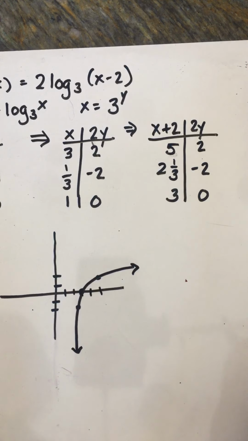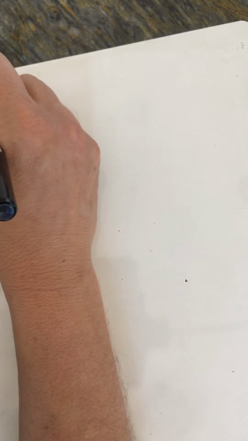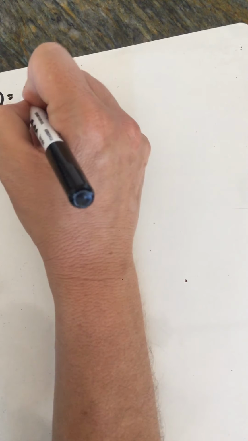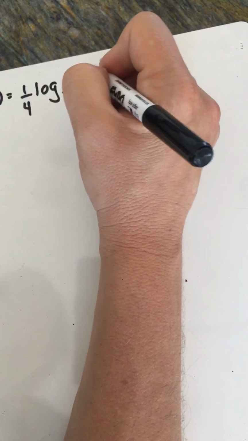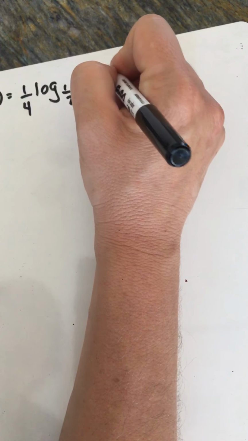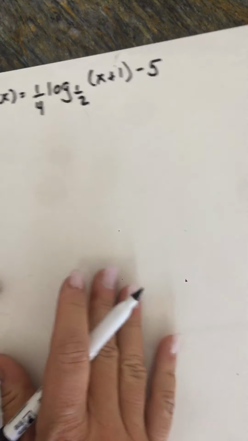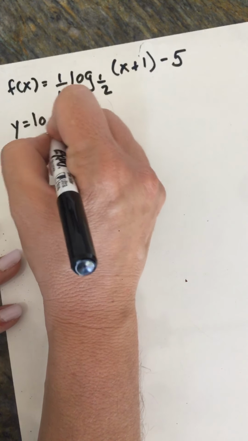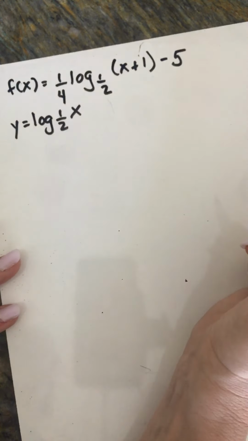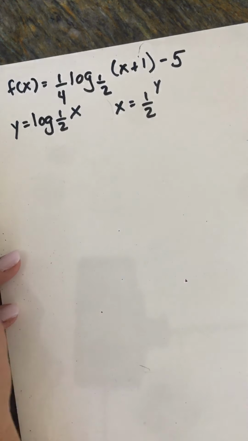All right. And then let's do one that has a fractional base. Let's graph one that has a fractional base. So I've got f of x equals 1/4 log base 1/2 of the quantity x plus 1, and then minus 5. So we're just going to work on y equals log base 1/2 of x, or if you prefer, x equals 1/2 to the y power.